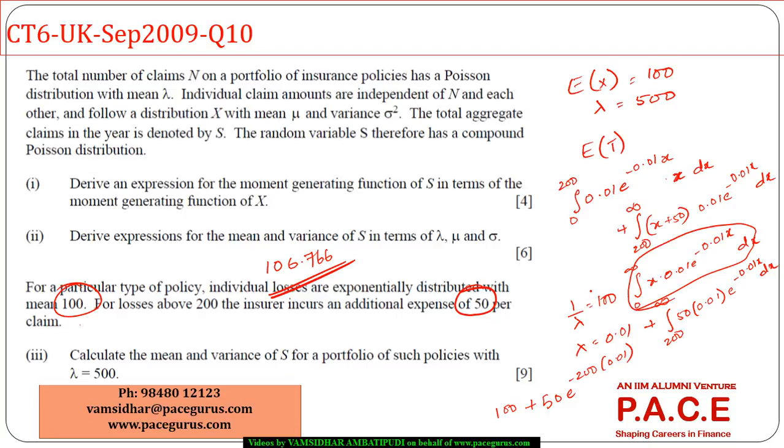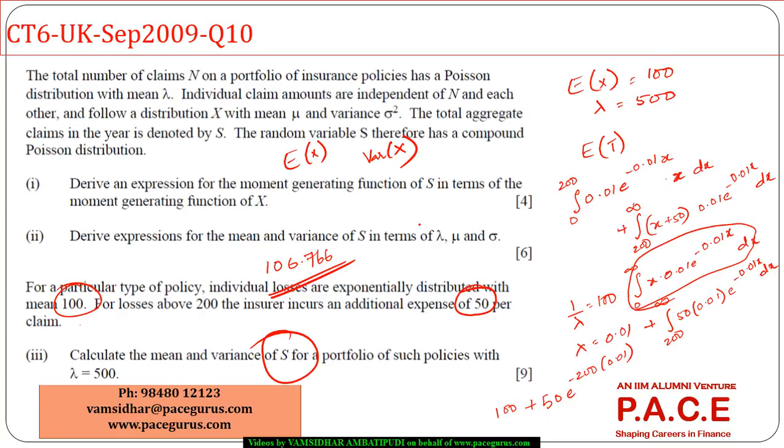Similarly, I should be able to find the variance in the same way, because I can find the expected value of x squared in the same manner. From there I should be able to find the variance of x. Here the x is not just the claim, but claim plus an additional expense. So I got the expected value of x and the variance of x. But now we are asking for variance of S and mean of S.